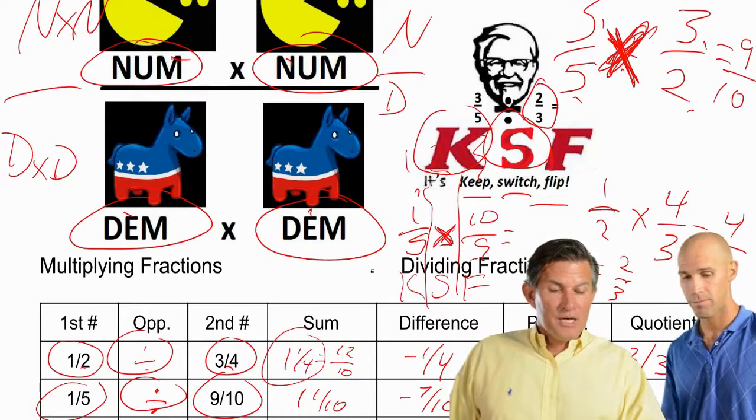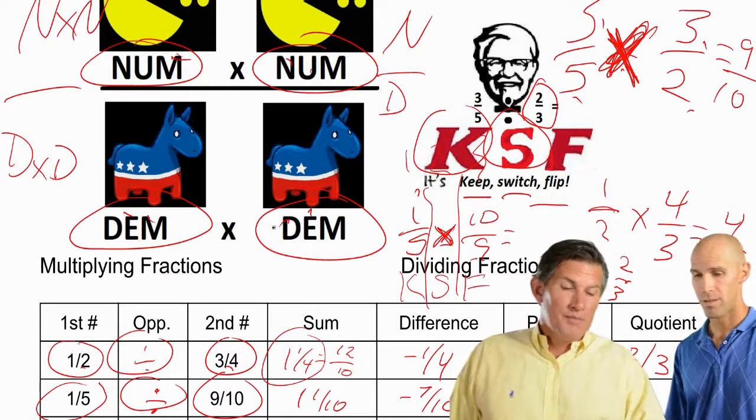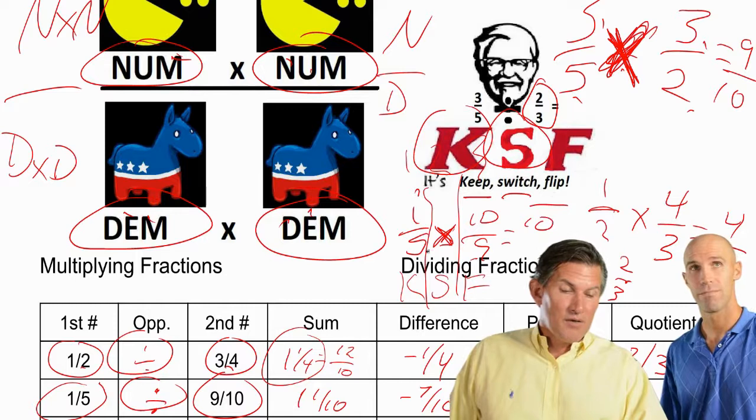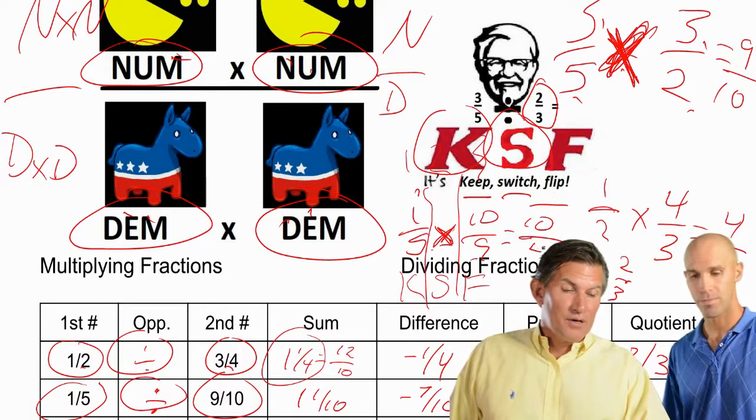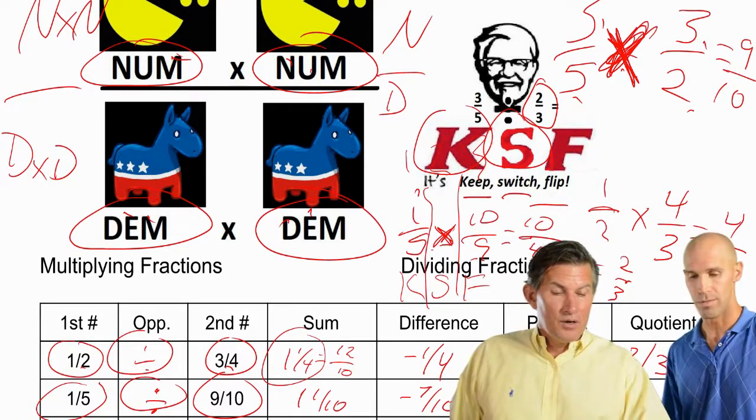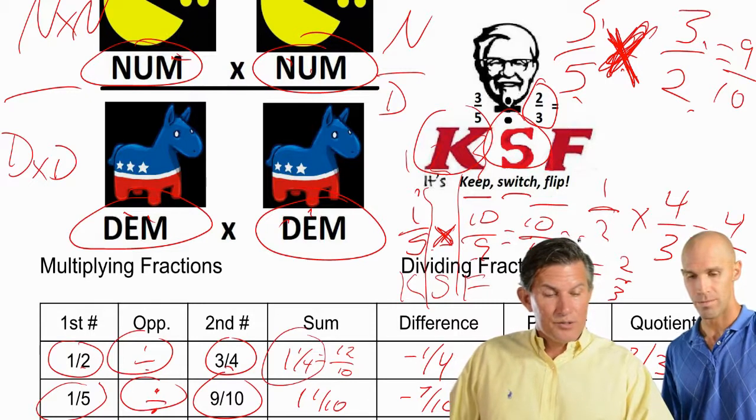Since it becomes a multiplication, we use num num dem dem. Okay, 1 times 10, 10. 5 times 9, 45. Once you just simplify, always. Okay, they're both divisible by 5. I think it goes 2 and 9, right? Yep. And that becomes your quotient.